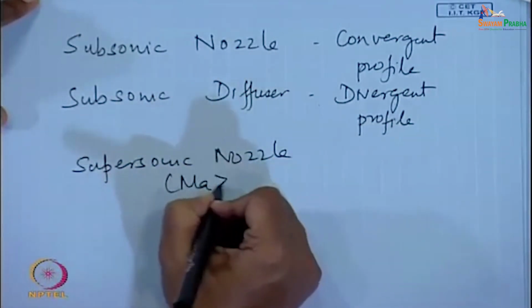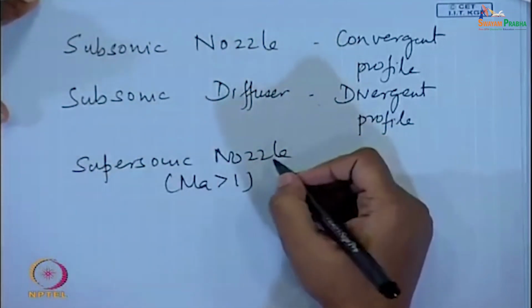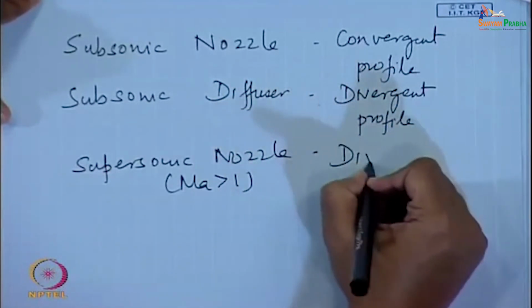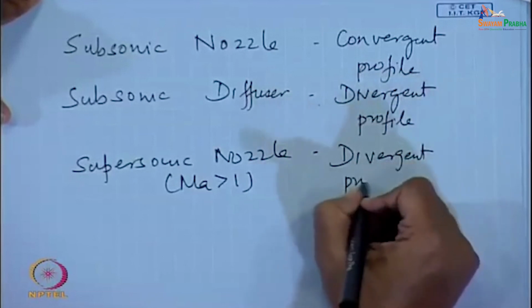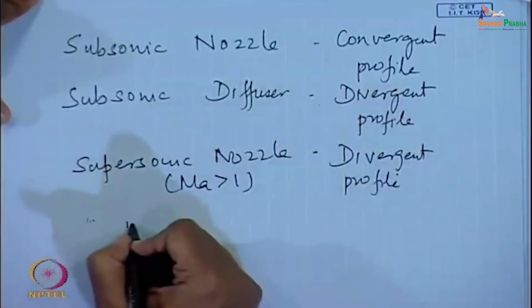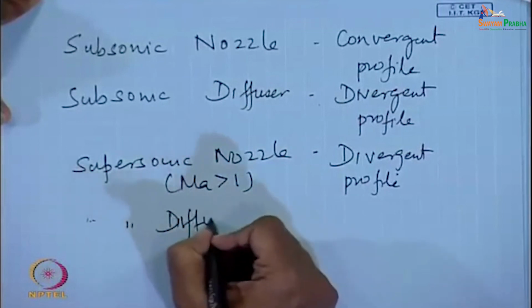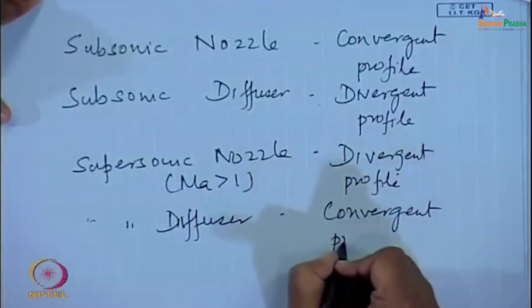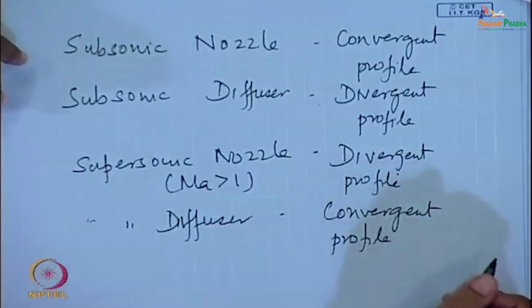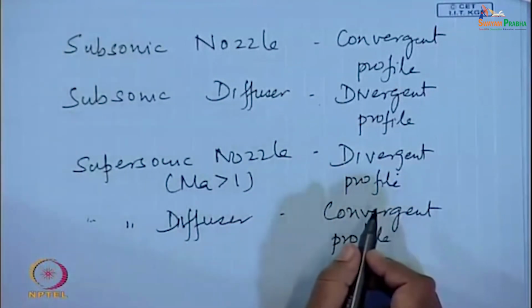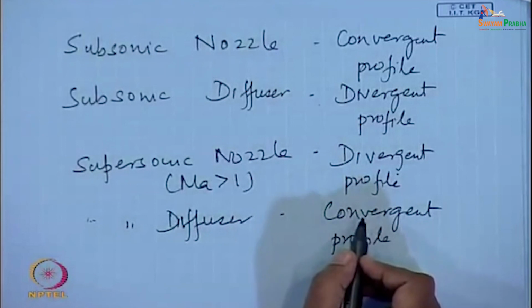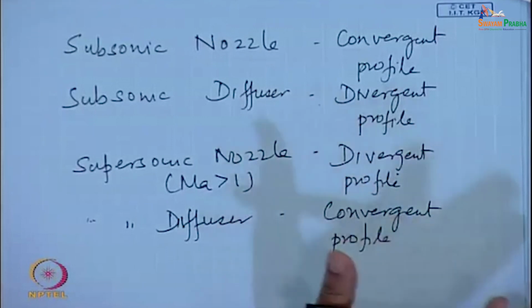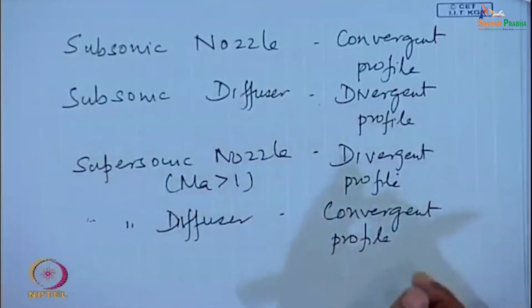On the other hand, if we take a supersonic nozzle, that means for Mach number greater than 1, we find that the effect is just opposite. A supersonic nozzle has a divergent profile, and a supersonic diffuser has a convergent profile. This divergent nozzle to produce supersonic flow is very frequently used in missiles and launch vehicles. In aerospace we use it; as chemical or mechanical engineers, we do not come across this situation.